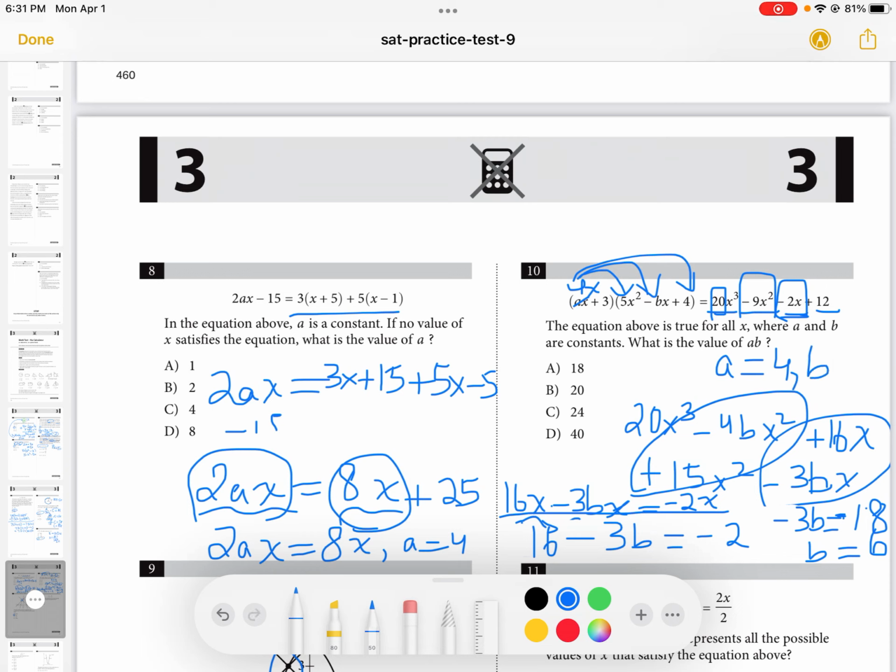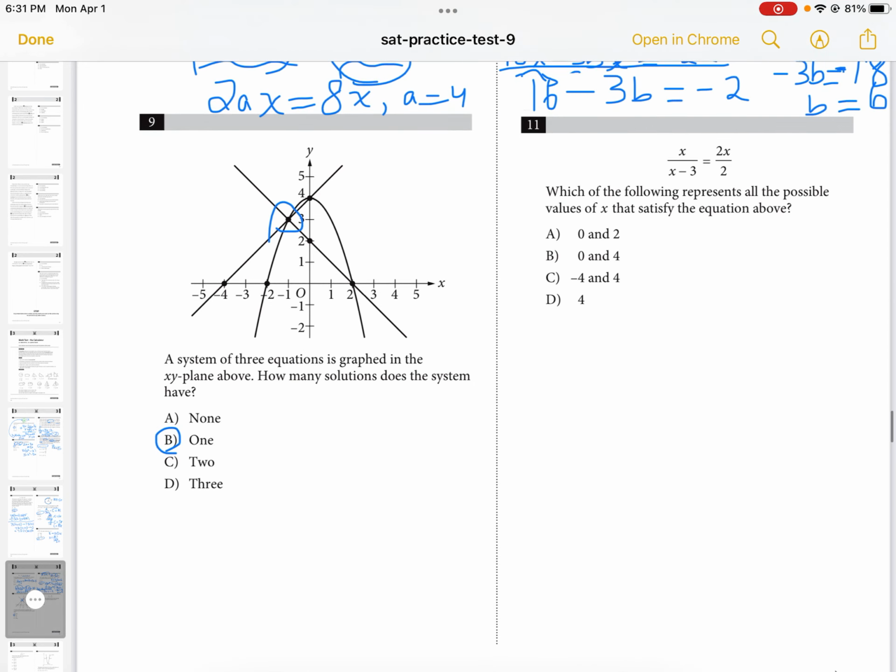So we know that b is 6. So ab is 4 times 6 is 24. And we can move on to the next question.